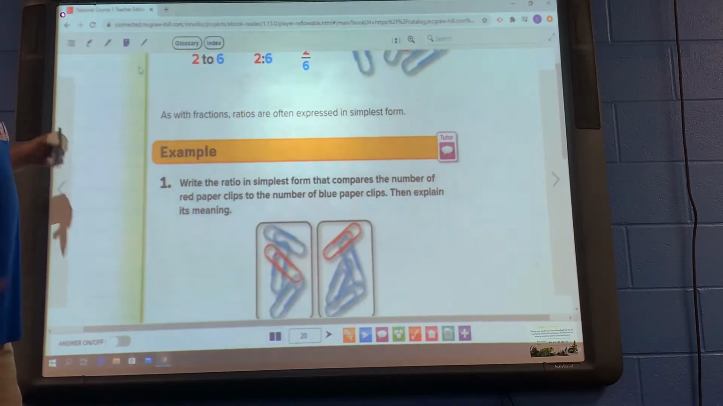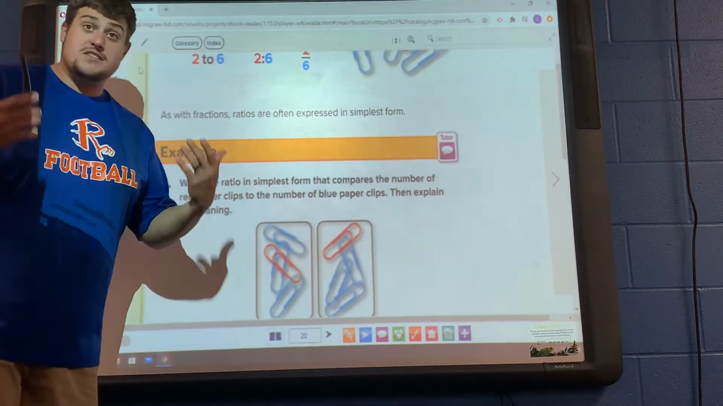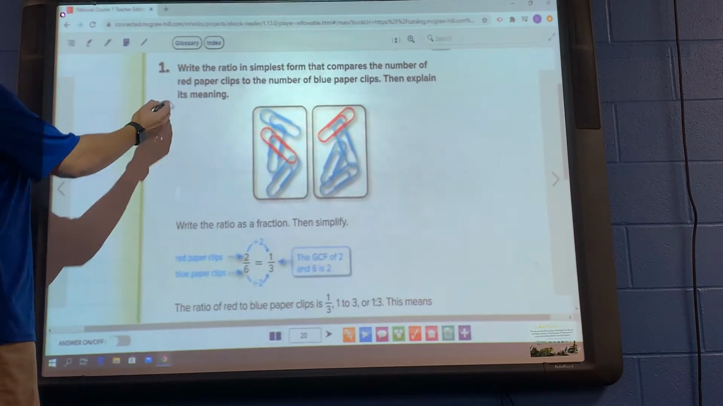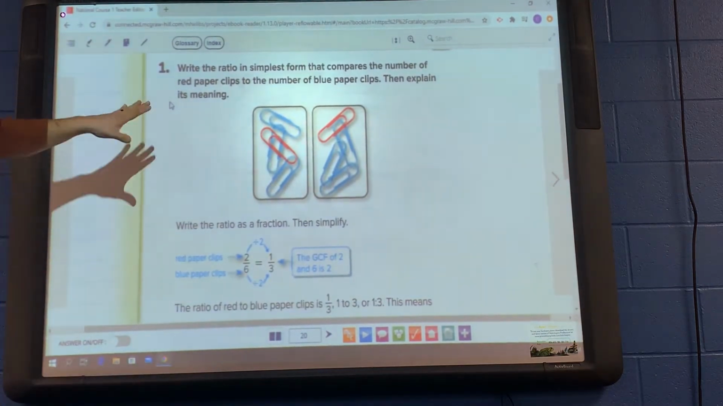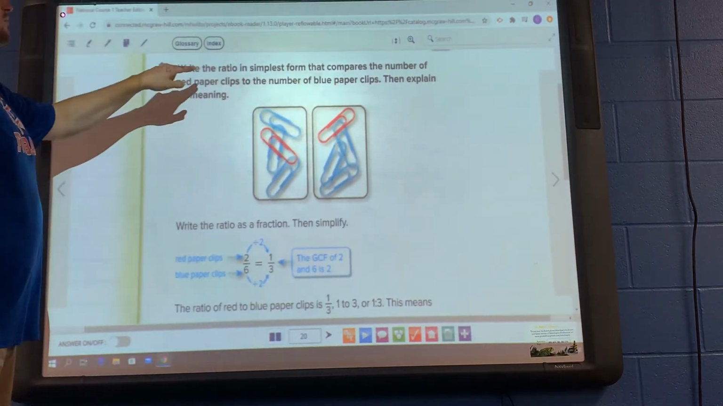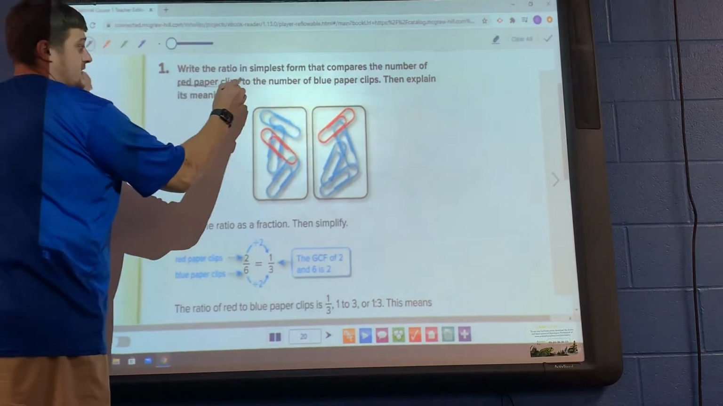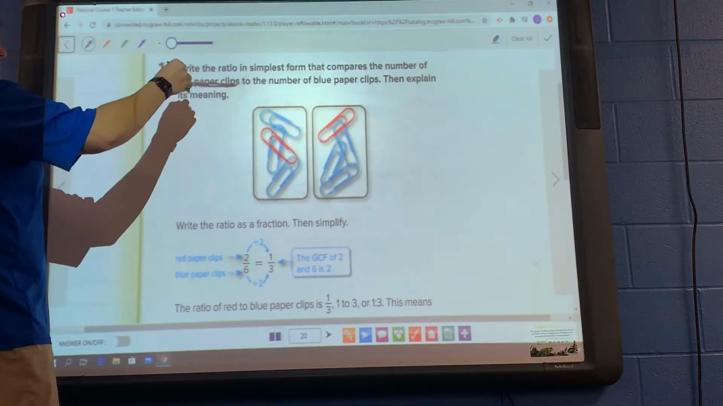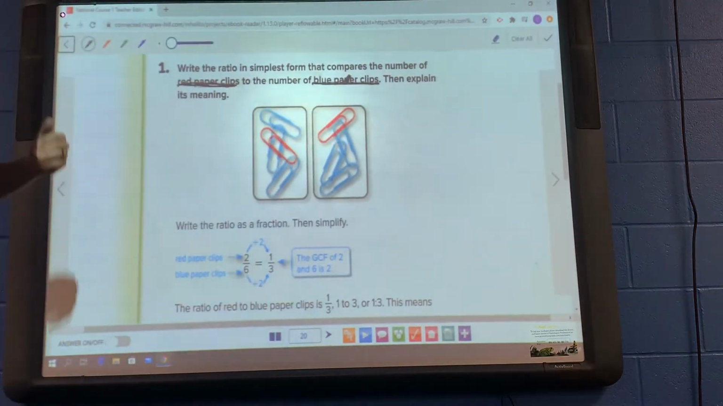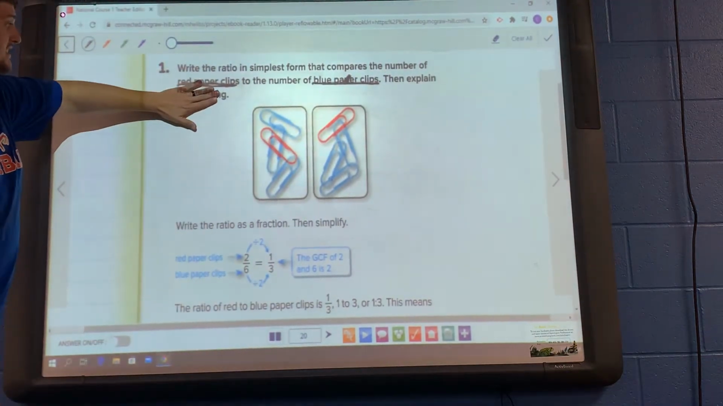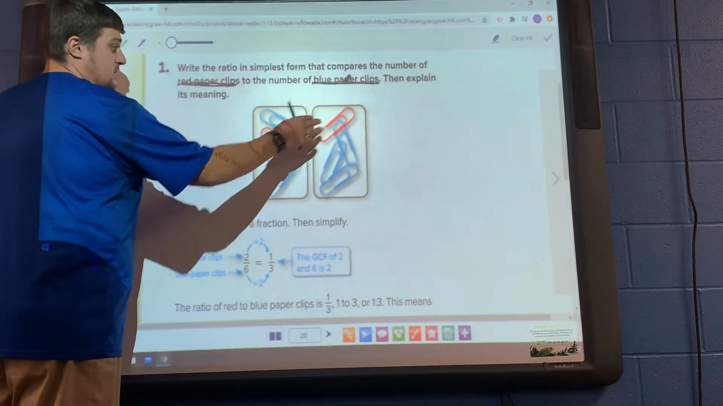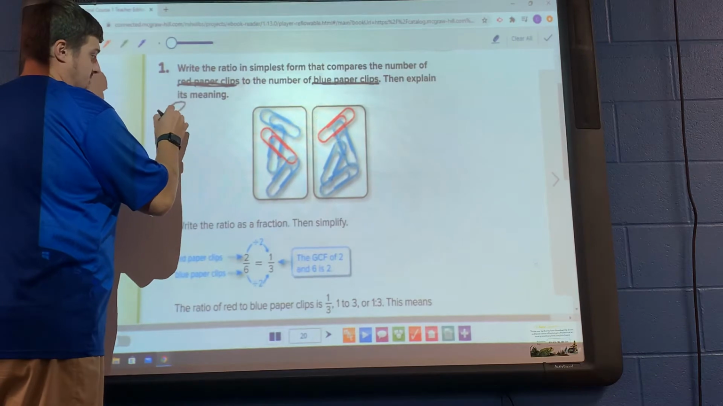As with fractions, ratios are often expressed in simplest form. That's why I said we're basically reducing fractions today. On example number 1, they want us to write this ratio in simplest form, comparing the number of red paper clips, so we need to underline that, to the number of blue paper clips. When you are writing a fraction, whatever they state first goes in the numerator, the top. Since it's red, we're going to go with 2 on top.